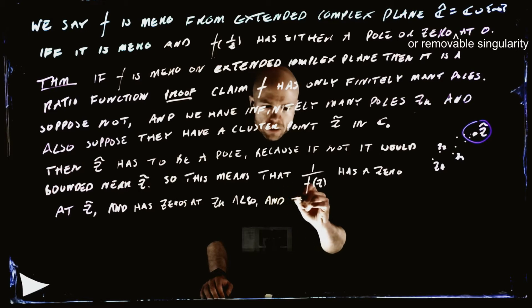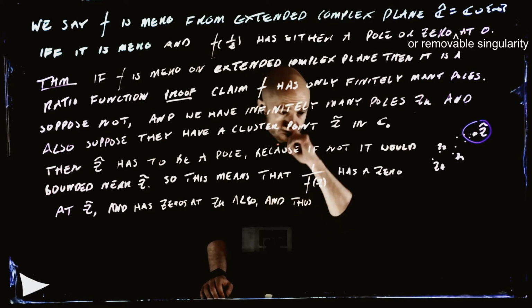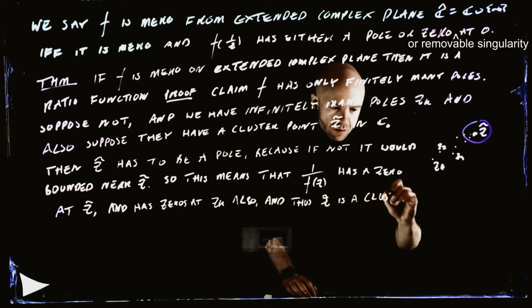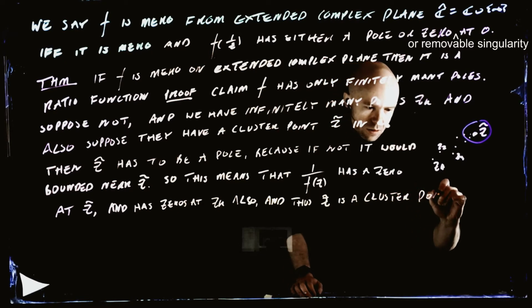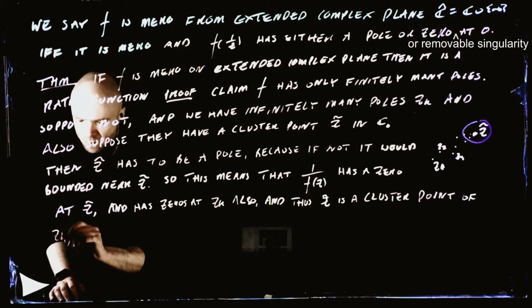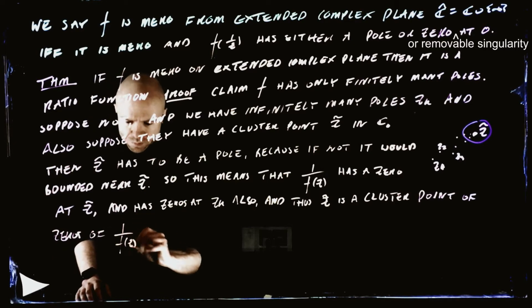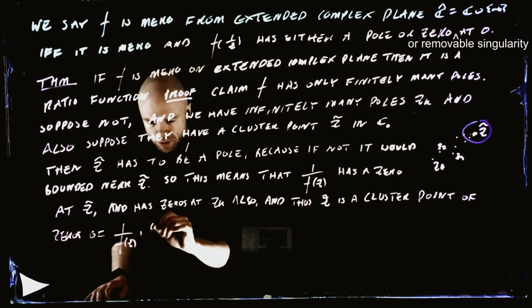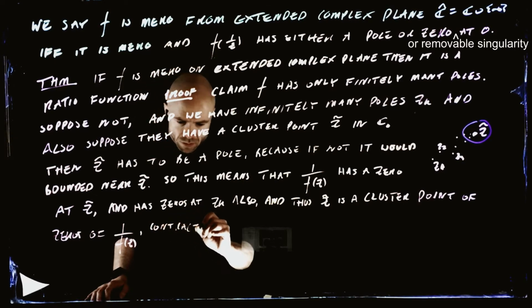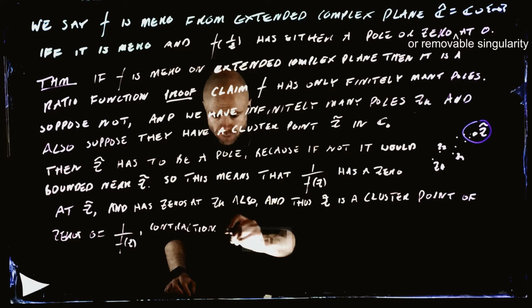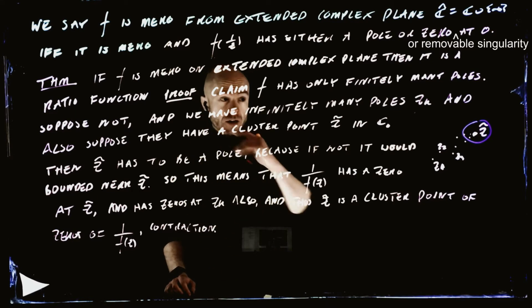And thus, z tilde is a cluster point of zeros of our function 1 over f of z. Contradiction. Because we're assuming we have a non-trivial function. Okay, so we cannot possibly have a cluster point of our poles.